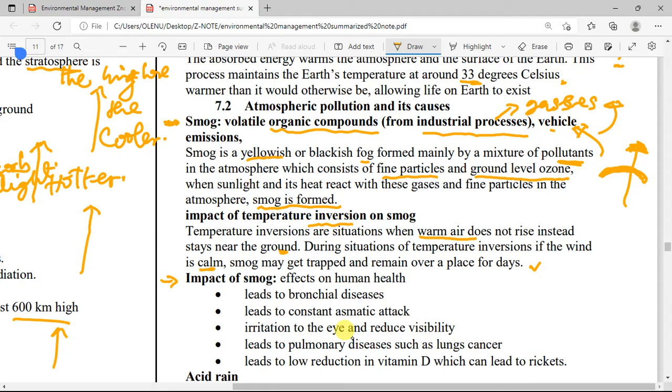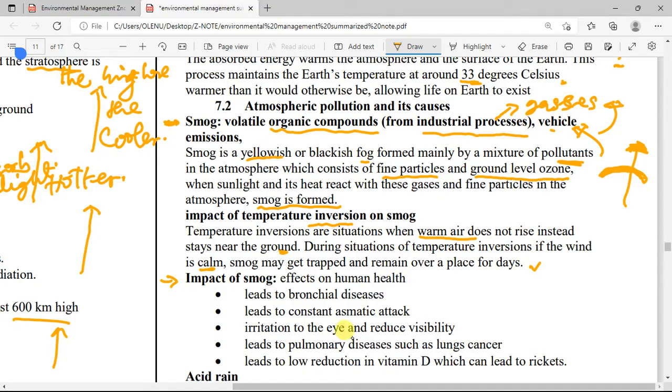Now, there are lots of impacts of smog. So if you're asked in the exam, how is smog formed? Simple. Smog is formed from pollutants from industries or vehicle emissions. Once they get into the atmosphere and react with sunlight and heat, you find out that smog, which is like an artificial ozone layer, will now be formed. And due to temperature inversion, the warm air within the Earth's surface will not be able to go into space to condense to form rain, because it will be trapped within the ground level by this smog.